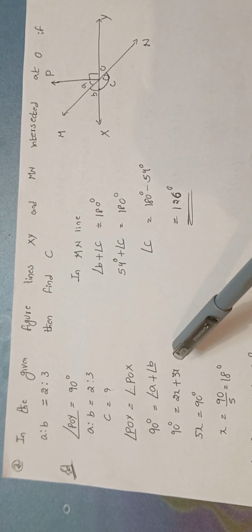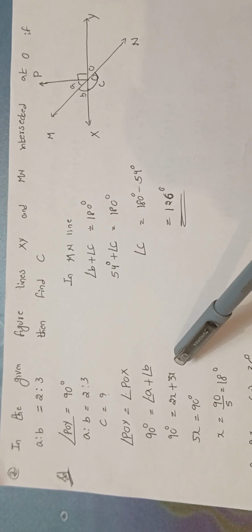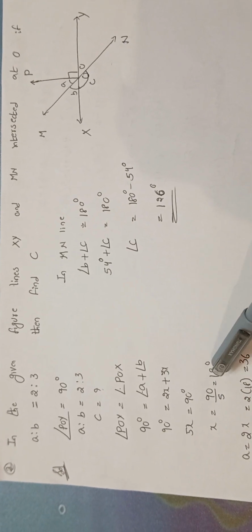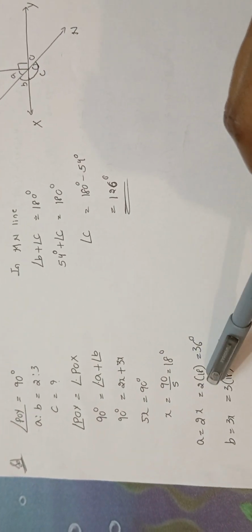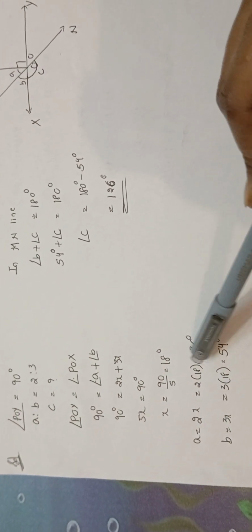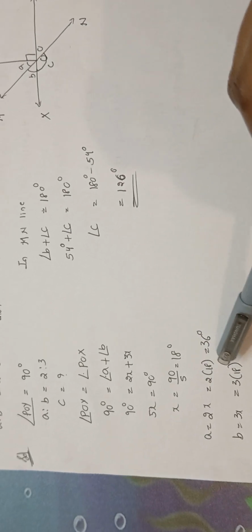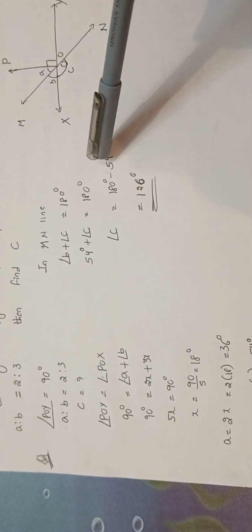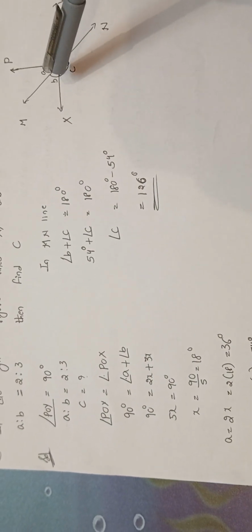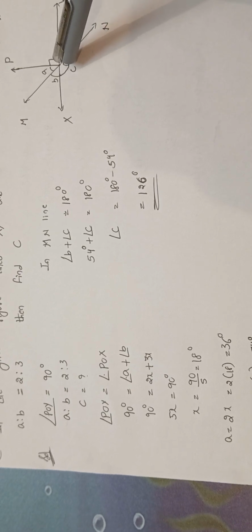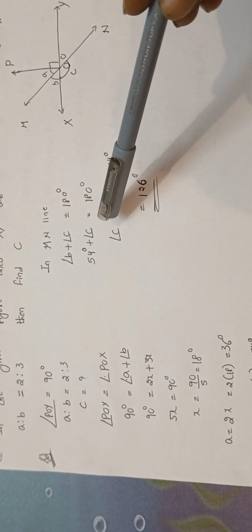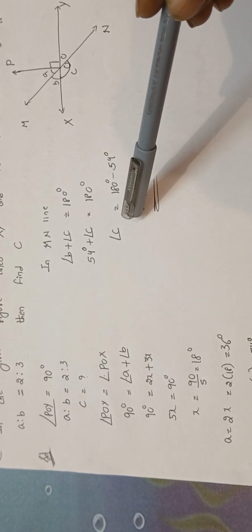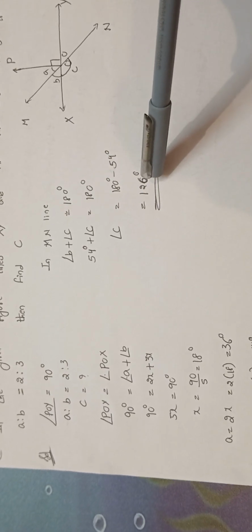They are in 2 to 3 ratio. Now 5x is 90 and x is 18 degrees. And A is 36 by multiplying 18 with 2, and B is 54 by multiplying 18 with 3. In line MN, which is a straight line, angle A and angle C add up to 180 degrees. Angle B is 54 degrees and hence angle C is 126 degrees.